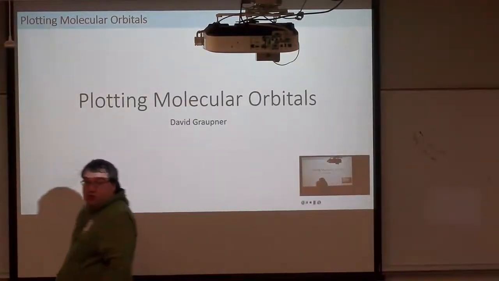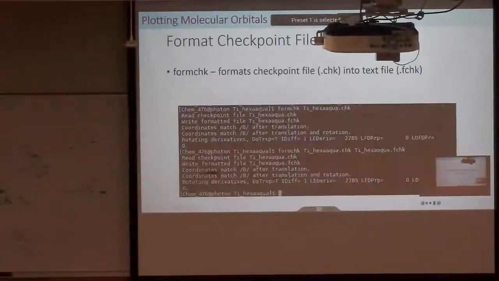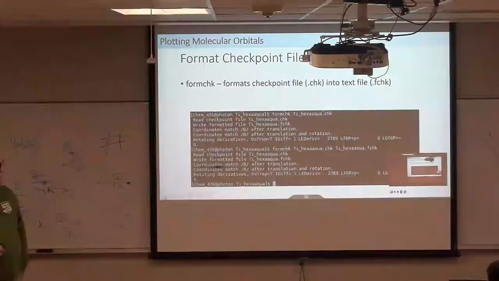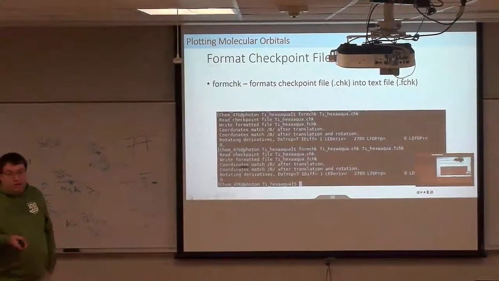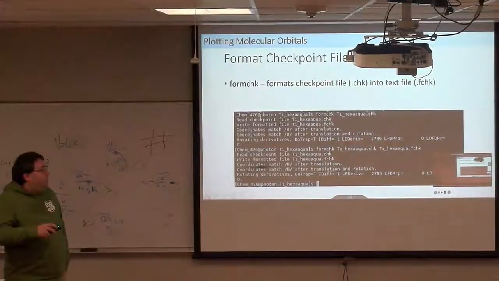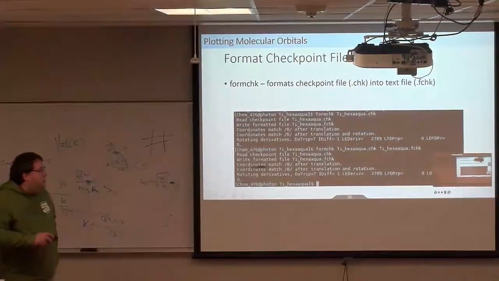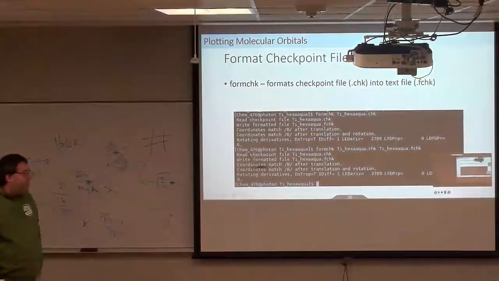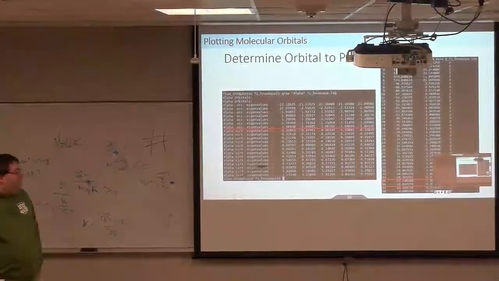So I'm going to show you how to plot molecular orbitals. So the first step in the process is to convert your checkpoint file that you get when you run a Gaussian into the formatted checkpoint file, and you do that with the formchk command. So you type in your command and type the file you're going to convert, and then the file name you want it to become.